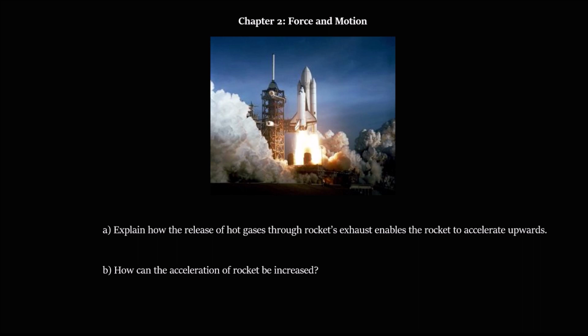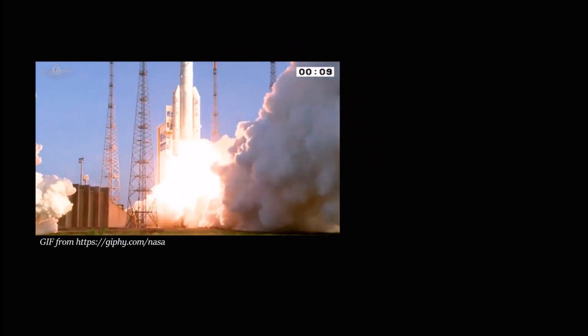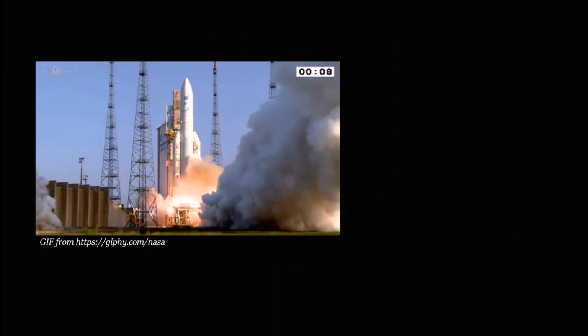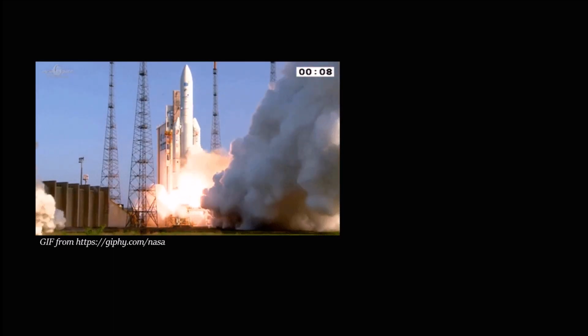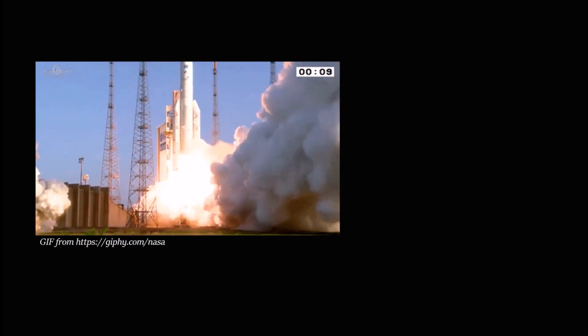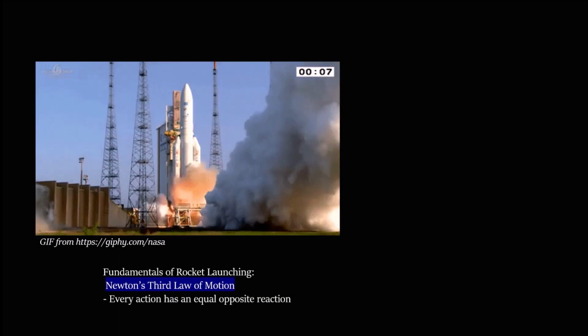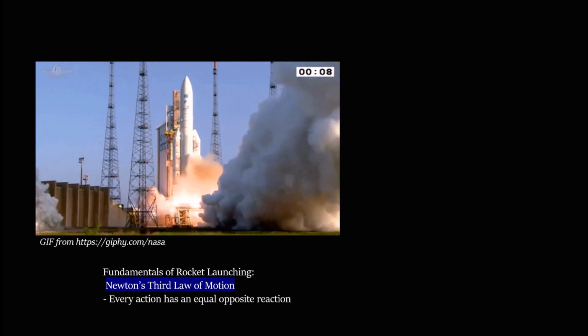So in question A, they are asking us to explain the physics principle that lies behind the launch of the rocket. So let's see what the physics principles are that can be applied for this rocket launch. If you see, this GIF shows that once the exhaust gas is released, it gives some sort of power or energy for the rocket to move upwards.